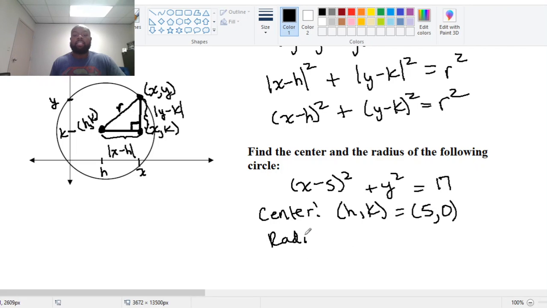My radius is always sitting here squared. Well, my radius squared is 17. So if I want just the radius instead of the radius squared, I have to take the square root of that value, which is the square root of 17. So this circle with this equation has a center at the point (5, 0), and it has a radius of the square root of 17.